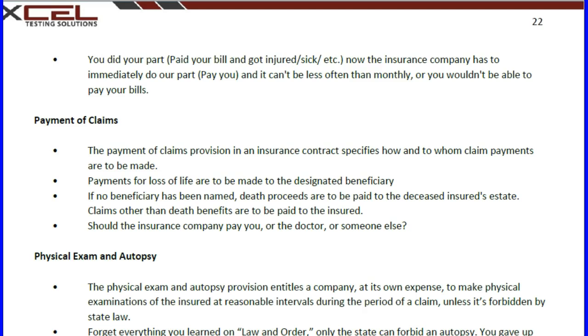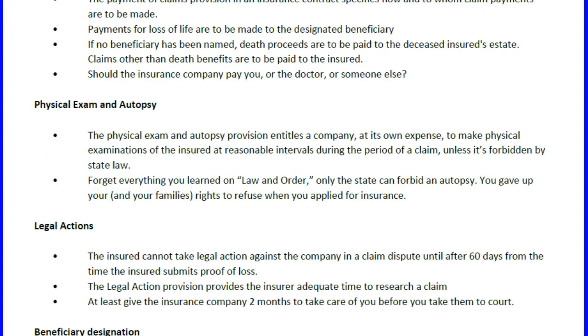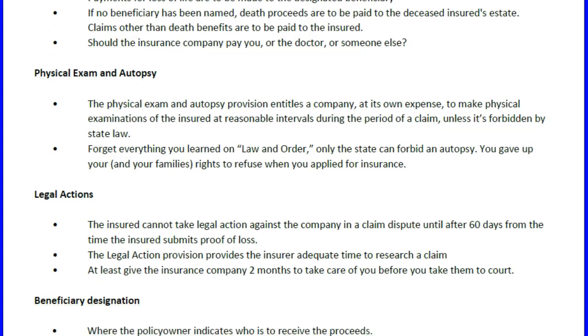Payment of claims. The payment of claims provision in the insurance contract specifies how and to whom claims are going to be paid. Payments for loss of life should be made to the designated beneficiary. If no beneficiary has been named, the proceeds are to be paid to the deceased insured's estate. Physical exam and autopsy. In some states, they will be forbidden.